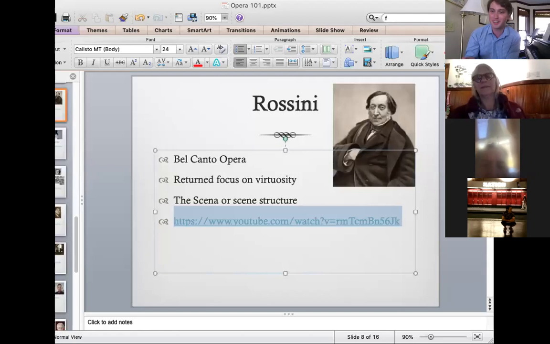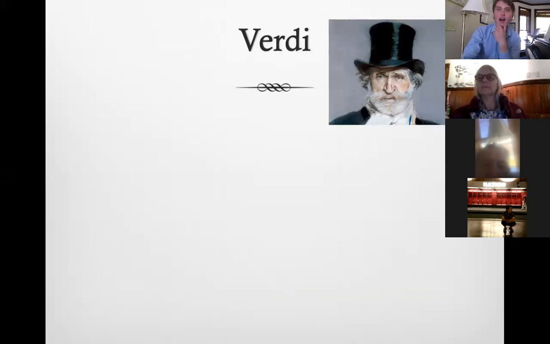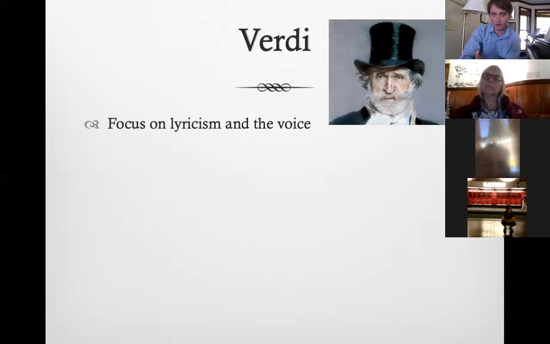All right, our next composer, after Rossini. Now we're going on to Verdi. So this is sort of more high romantic opera. Focus, again, away from technical virtuosity and ornamentation. You saw a lot of jumping around in that Barber of Seville clip that we just saw right there. A lot of things that are difficult to sing. And I'm not saying Verdi is not difficult to sing. It presents a different type of difficulty, but it's not as focused on florid ornamentation like the Rossini bel canto style.